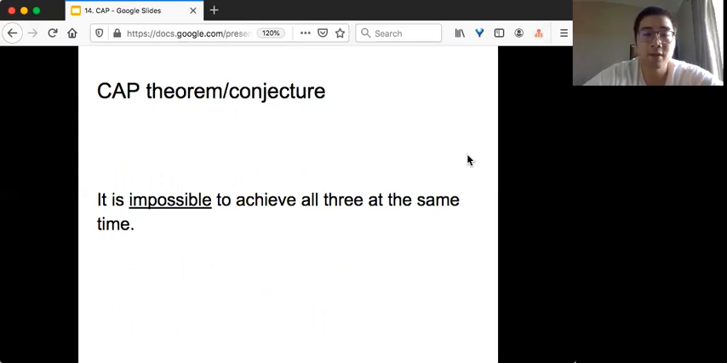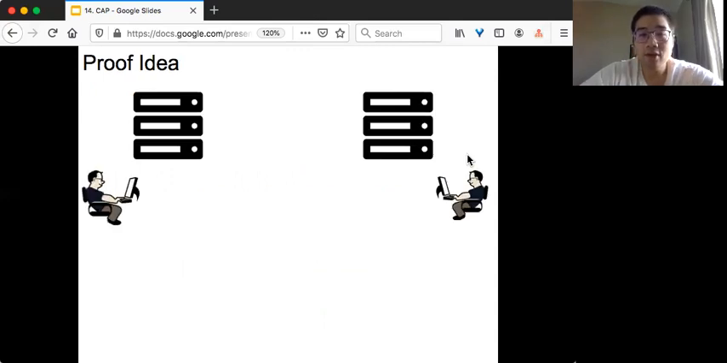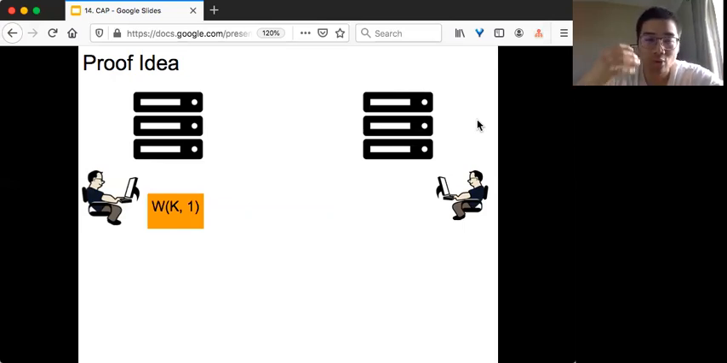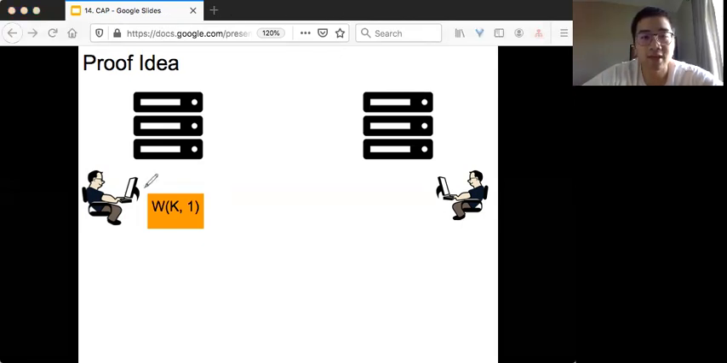Okay, so here is a very simple illustration of the proof idea. Suppose you just have two servers, server A on the left-hand side and server B on the right-hand side, and you also have two clients. Suppose one of the clients on the left-hand side says, I'm going to write value 1 into key K. The way it does this is that it communicates with this server.